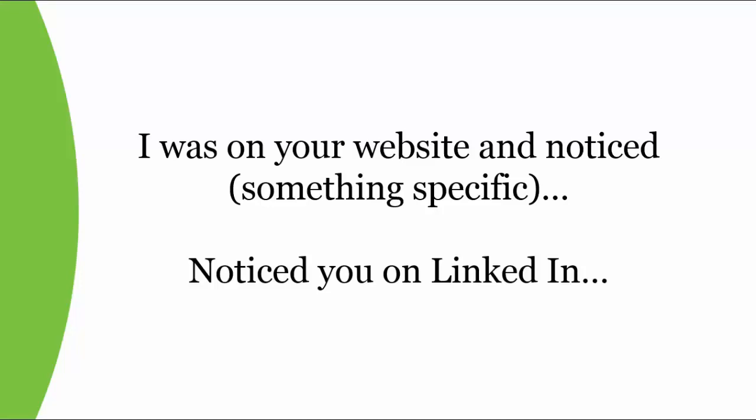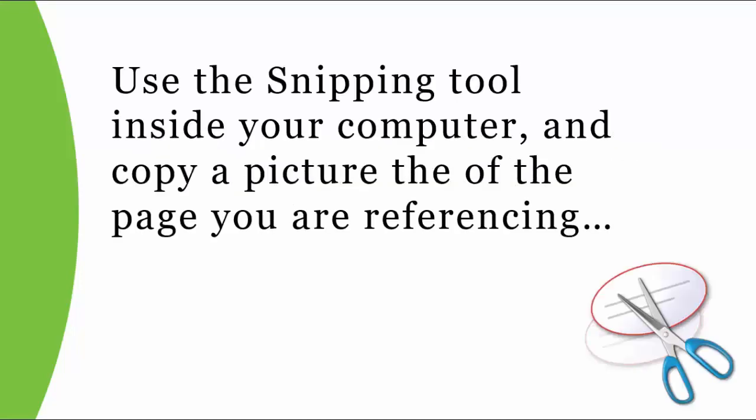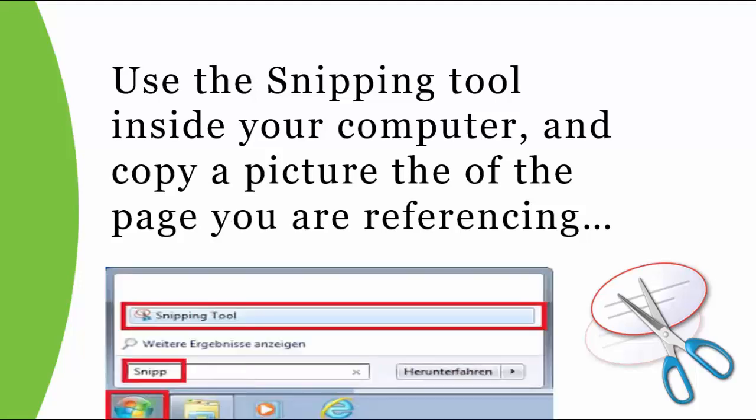Now here's what we're going to do to prove that we've done some homework. Grab the snipping tool inside your computer, right? What we want to do is copy a picture of the page that we're referencing. Now, I'm a PC guy. I don't know what this looks like on a Mac, but if you're using a PC, you simply click the start button down in the lower left-hand corner, and you can type in snip. And what's going to pull up is the snipping tool.